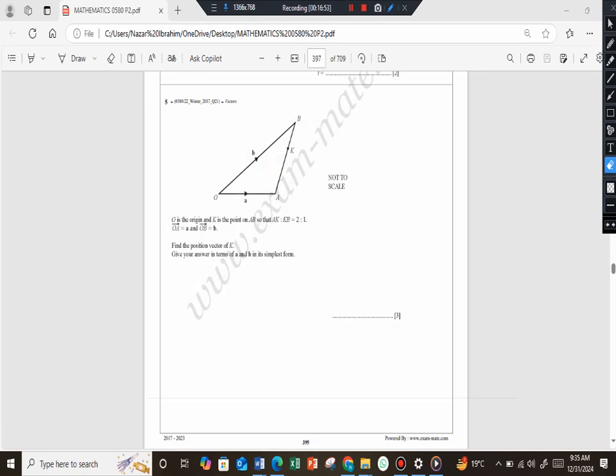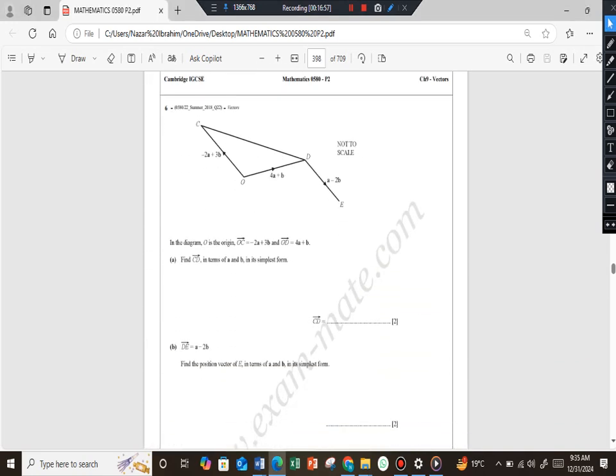Okay, let's move forward. Question number 6. In question number 6, we have a diagram. O is the origin. We are given OD, a position vector of D, position vector of C, and the vector DE, A minus 2B, right? Find CD in terms of A and B. To find out CD, we should have two vectors which are known to us. Very simple. So CD is equal to OD minus OC, right? So OD is 4A plus B, and OC is minus 2A plus 3B. Don't make this mistake. Use brackets so that the signs are changed. 4A plus 2A plus B minus 3B. So 4A plus 2A is 6A, plus B minus 3B is minus 2B.